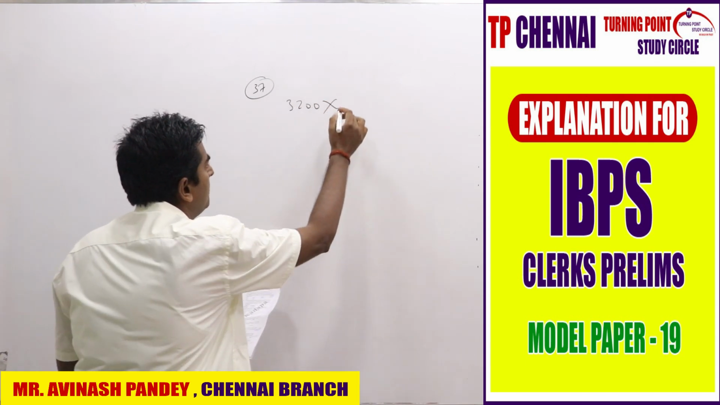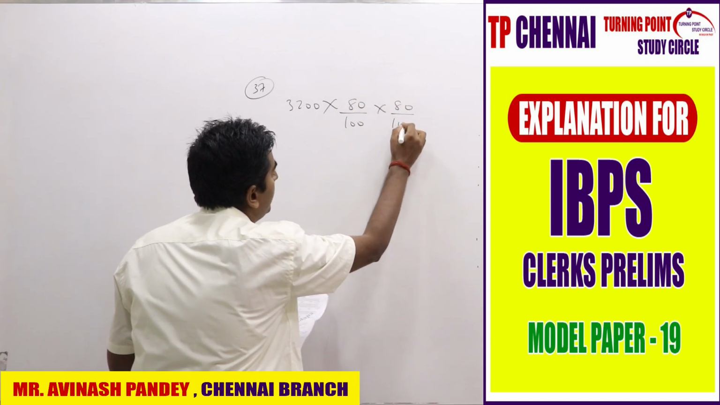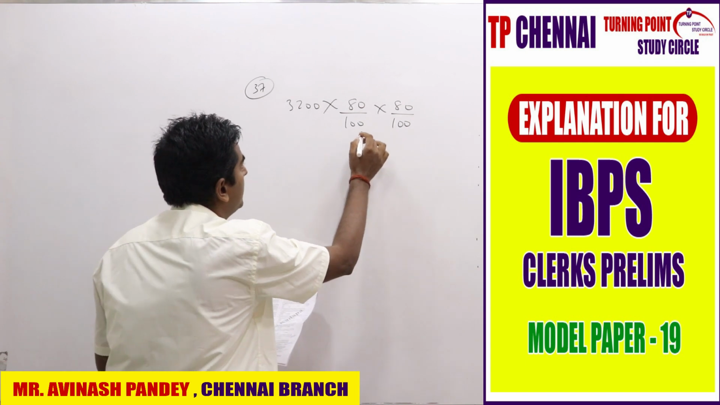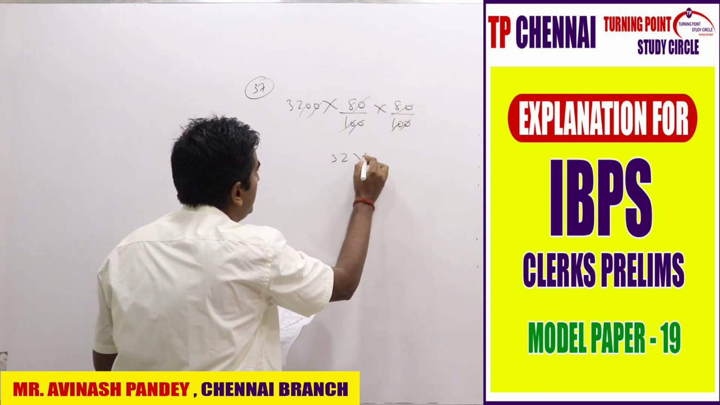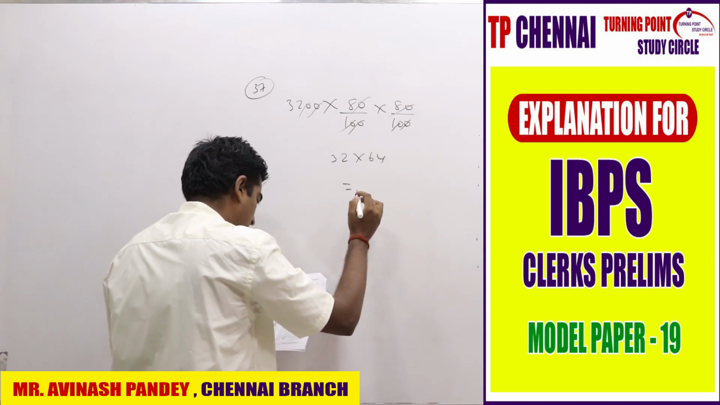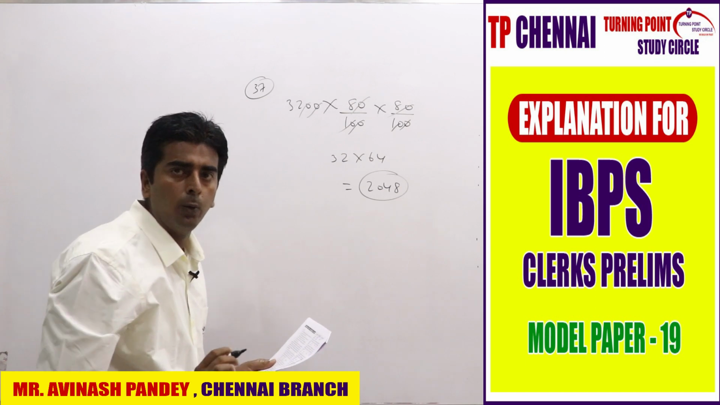Many ways are there. Better you write the 20% discount as 80 by 100, and again he is getting 80 by 100, because 2 discounts are given. So 00 cancels, 00 cancels. So 32 into 64, when you multiply, what will you get? You will get 2048.